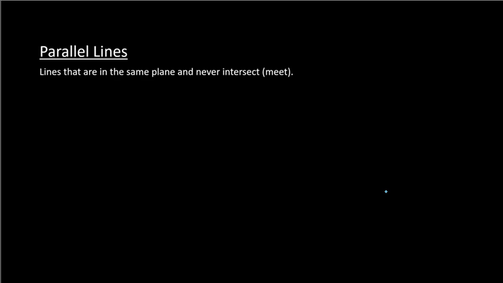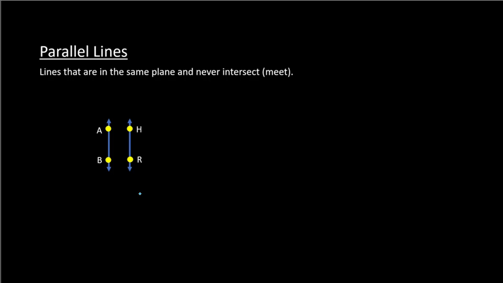The first type of lines we have are called parallel lines. These are lines that are in the same plane and never intersect, meaning they never cross paths. So for example, here we have two lines that are parallel because they're in the same plane and they're never intersecting, they're never crossing over. So we can say that line AB is parallel to line HR.